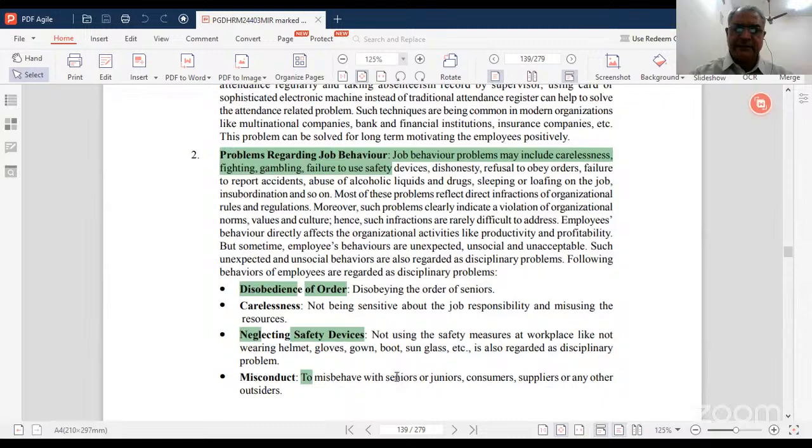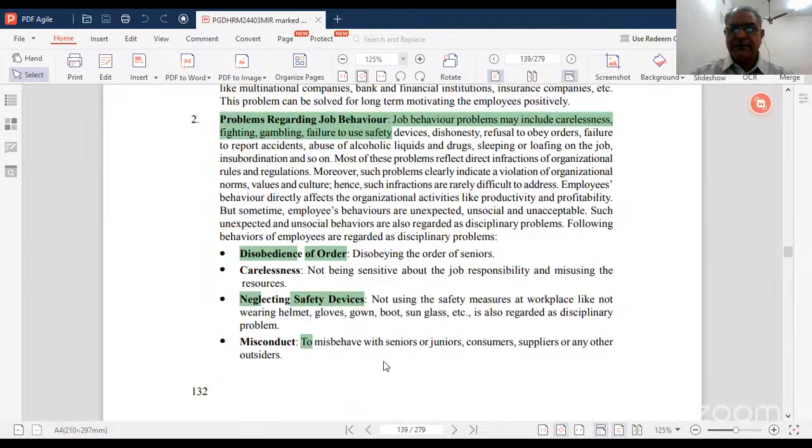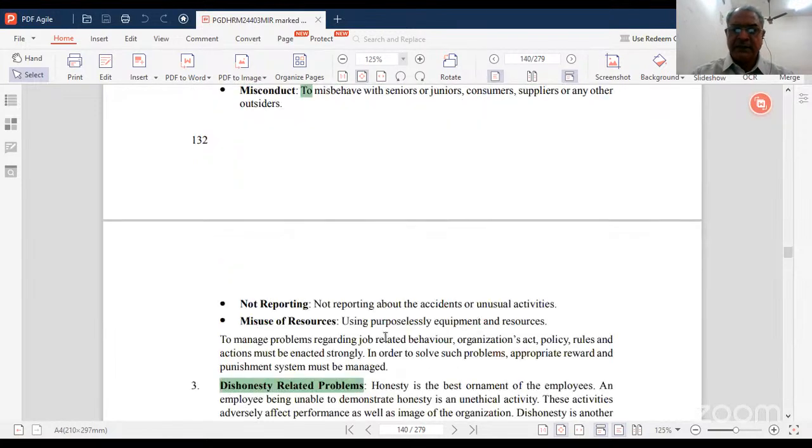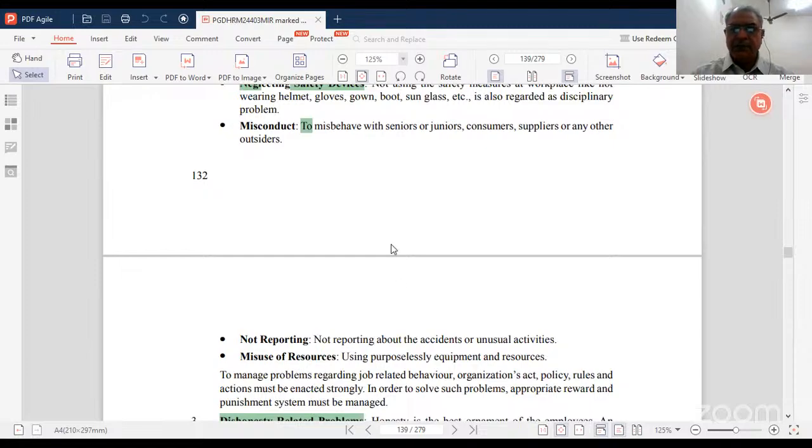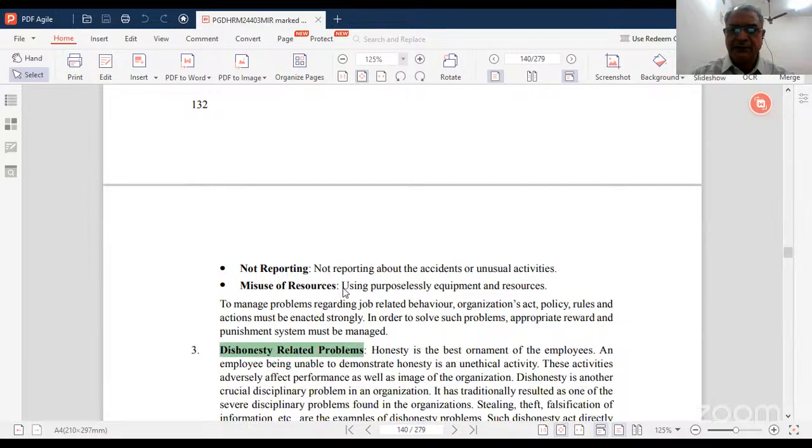And next, carelessness. Not being sensitive about job responsibility and misusing resources is very much the nature of employees in this particular situation. Neglecting safety devices is one. Not using safety measures is another important point. And next, misconduct, to misbehave with seniors and juniors, customers, suppliers, and all. They are not happy with the working environment. So they show their anger and attitude to employees, peers, colleagues, and so on. Not reporting accidents or unusual activity. If any unusual activity is there, they will become silent and won't tell anything. That will become a problem.